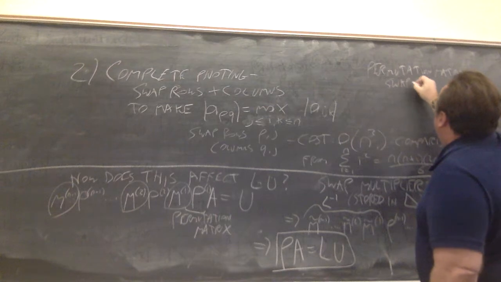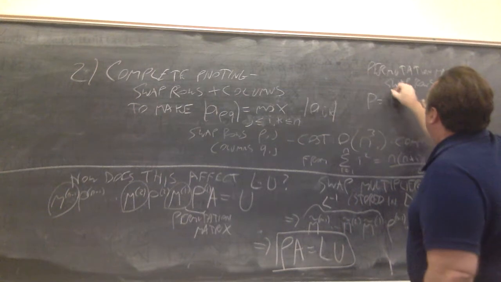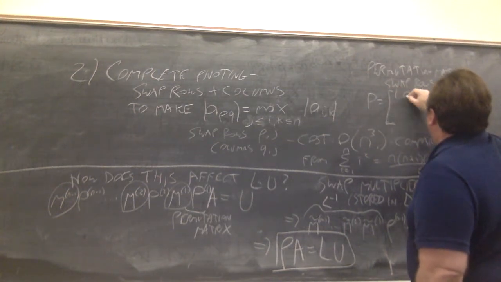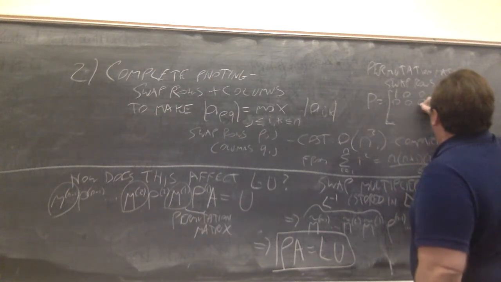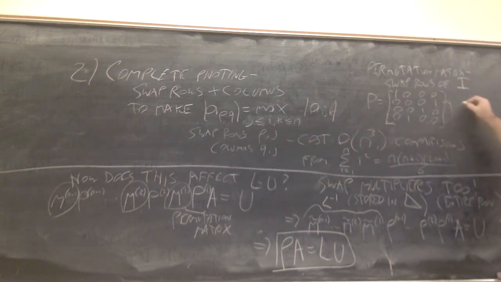All you do to get one is swap the rows of the identity matrix. So for example, P equals 1 0 0 0, 0 0 0 1, 0 0 1 0, 0 1 0 0. What I've done is swap rows 2 and 4. So multiplying on the left by a matrix like that will swap rows 2 and 4. So it's another elementary row matrix.